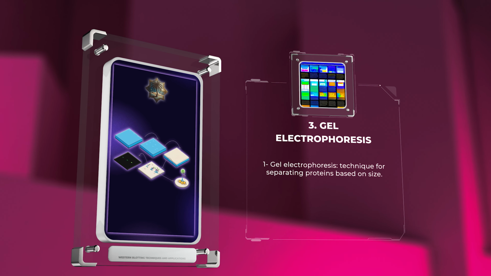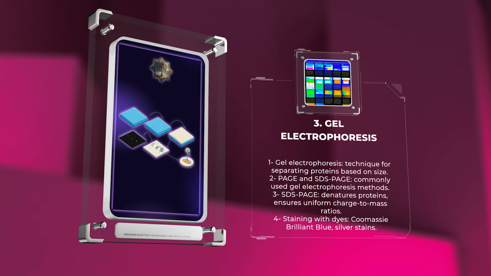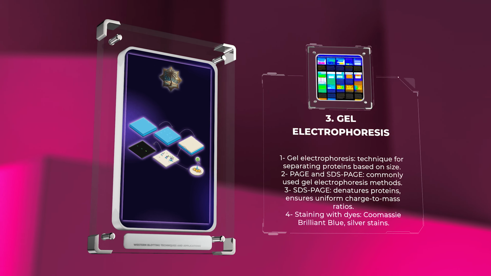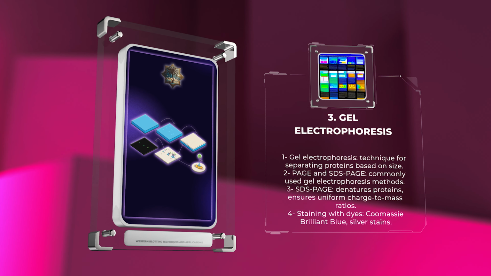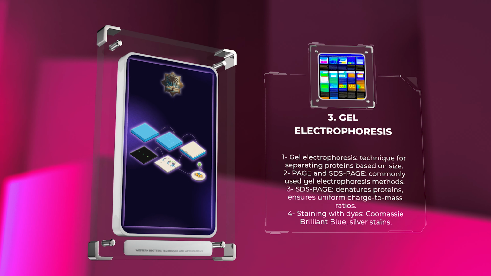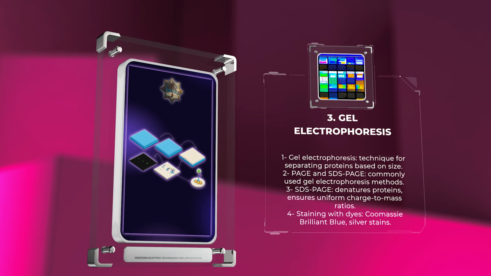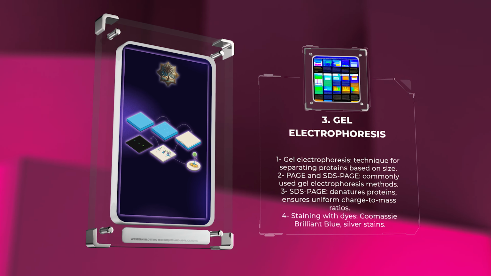Gel electrophoresis is a technique for separating proteins based on their size. Polyacrylamide gel electrophoresis, PAGE, and sodium dodecyl sulfate polyacrylamide gel electrophoresis, SDS-PAGE, are commonly used methods. SDS-PAGE helps to denature proteins and ensure uniform charge to mass ratios.